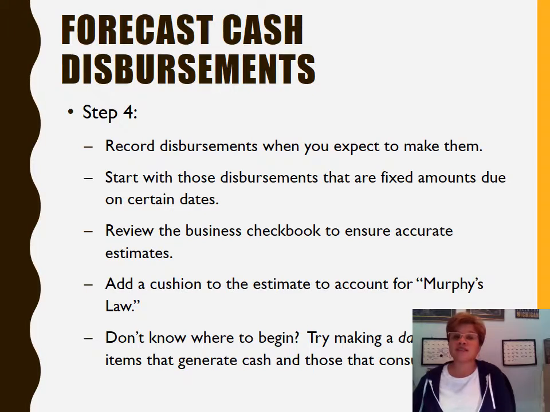So, forecasting cash disbursements: record them when you expect to make them. Start with those that are fixed amounts due on certain days of the month. Review that checkbook to ensure that you're looking at actual numbers, right? And that you're keeping good track of when the money is coming in and when the money is going out. And then always have a cushion, right, for anything that could go wrong. You have an additional expense that comes up or something that you weren't thinking about.